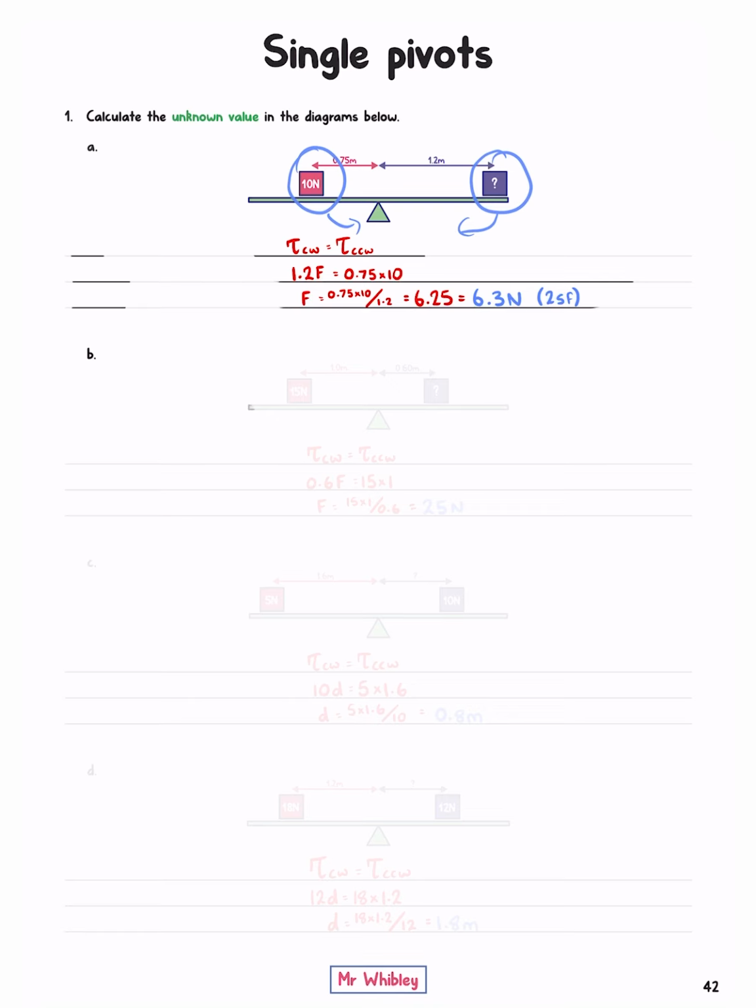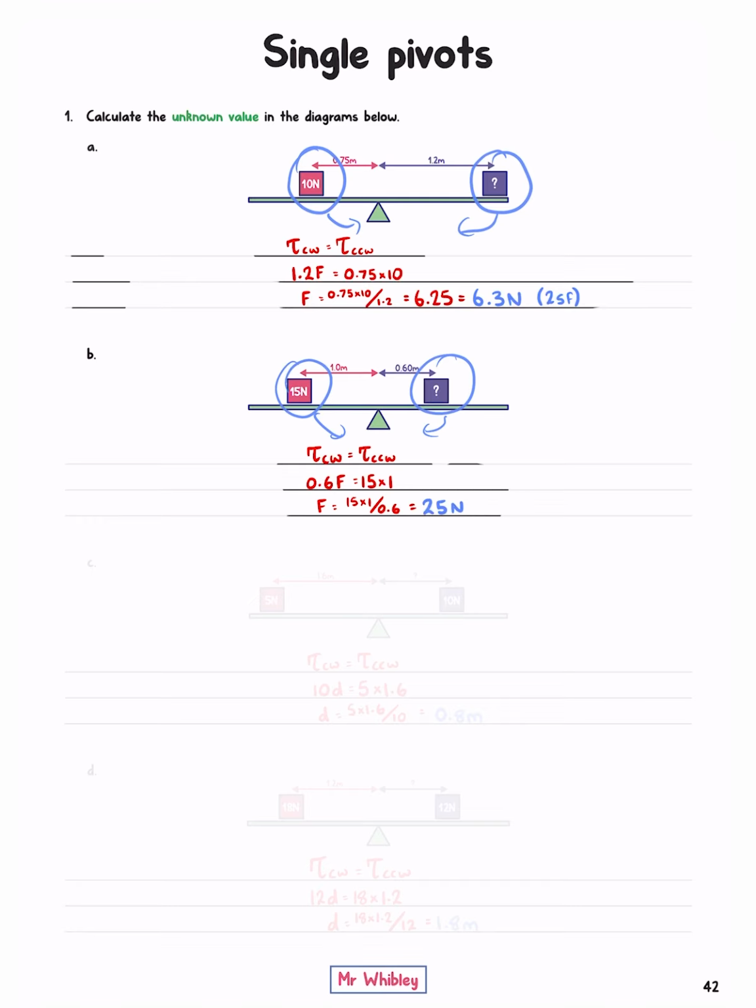For B, we have the same plank on a pivot balanced about the middle. On one side we have 15 newtons at a distance of 1 meter, and on the other side we have an unknown force 0.6 meters from the pivot. Once again, our clockwise and counterclockwise torques balance. This one here is our counterclockwise, and this one here is our clockwise. Once again, the torque is the force we're trying to find, multiplied by the distance it is from the pivot, 0.6. And on the other side we do the same, where our numbers are 15 and 1. Rearranging this for force by dividing both sides by 0.6 gives me 25 newtons.